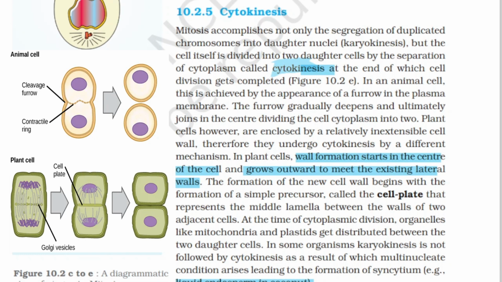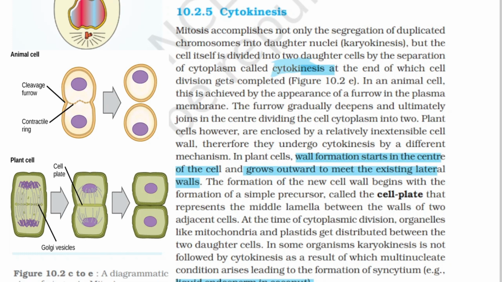And during the cytoplasmic division, organelles like mitochondria and plastids get distributed between the daughter cells. For example, in which phase do organelles like mitochondria and plastids get distributed? During division, so that is during cytokinesis.